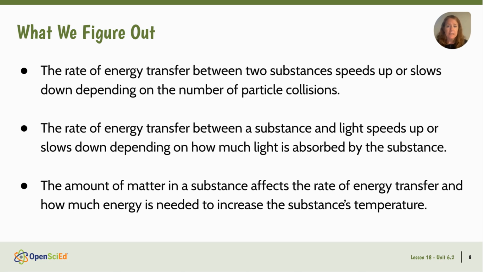In lesson 18, we figure out and synthesize a number of things about the rate of energy transfer. We figure out that the rate of energy transfer between two substances speeds up or slows down depending on the number of particle collisions. That the rate of energy transfer between a substance and light speeds up or slows down depending upon how much light is absorbed by the substance. And that the amount of matter in a substance affects the rate of energy transfer and also how much energy is needed to increase the substance's temperature.